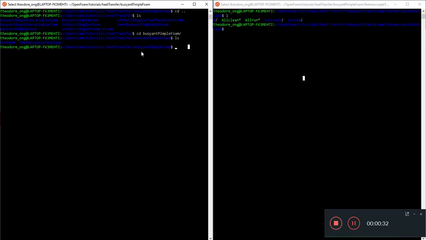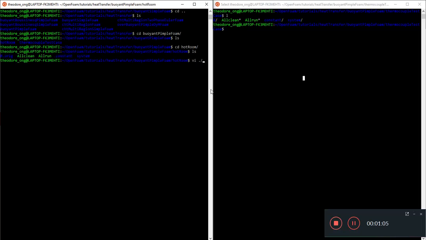Now, in buoyantPimpleFoam, we have this natural and forced convection solver for compressible and incompressible flow. And sadly, we only have two tutorials to work with, but we'll make do with that. There's one called the hotRoom and one called the thermocouple test case. If you take a look at the hotRoom, this is what we are most familiar with anyway.